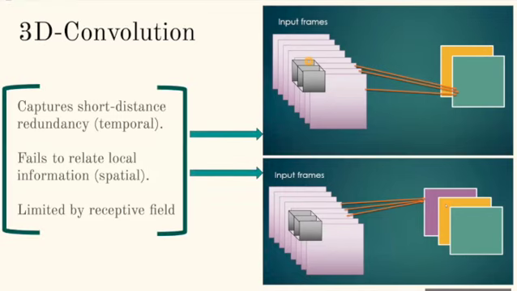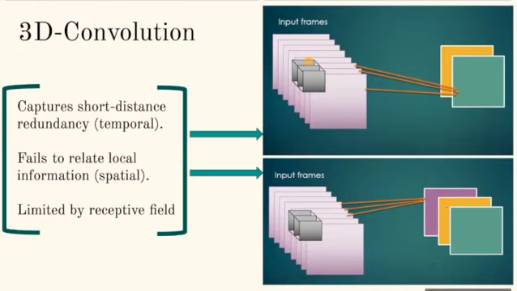Now, what does 3D convolution do best? It captures the short distance redundancy. So 3 frames or 4 frames or n frames, which are close by, adjacent to each other, have certain redundancy, which is very local to that particular area. And 3D convolution can easily capture that. So I say this is temporal. Why? Because it is between different frames.